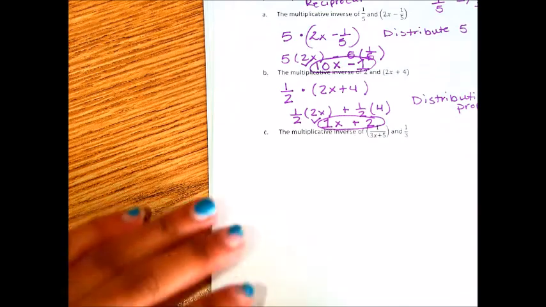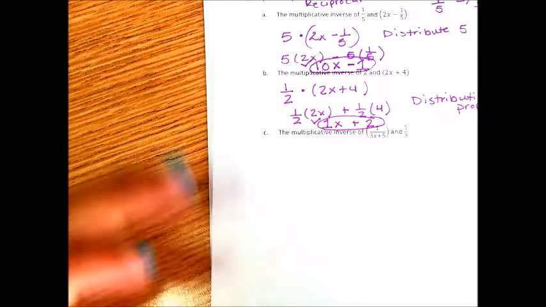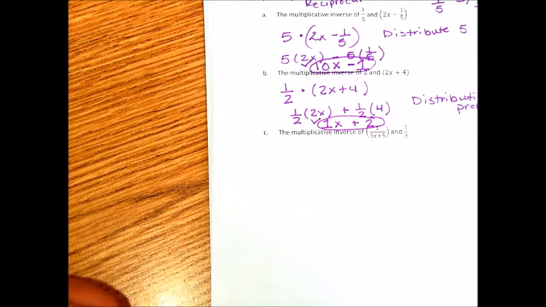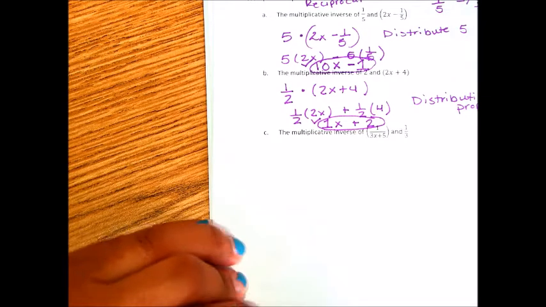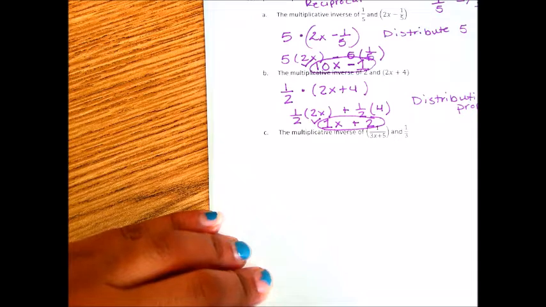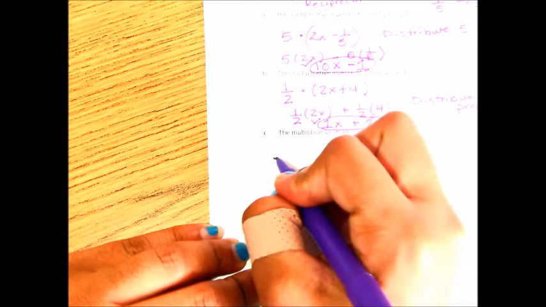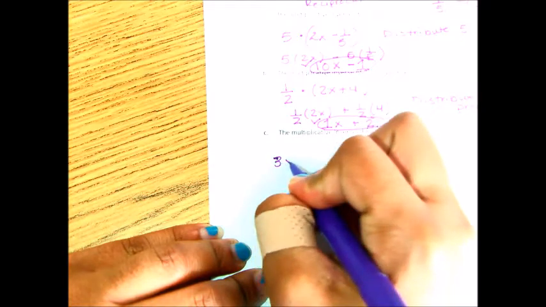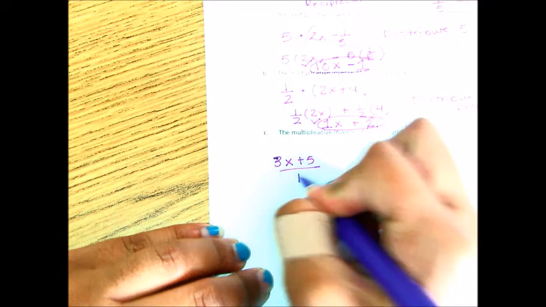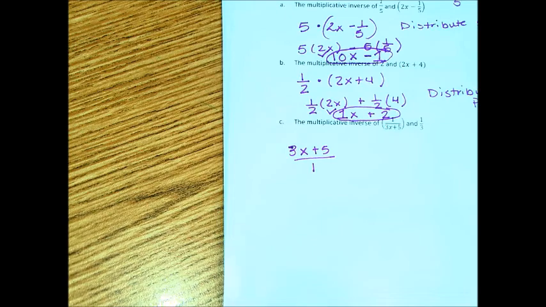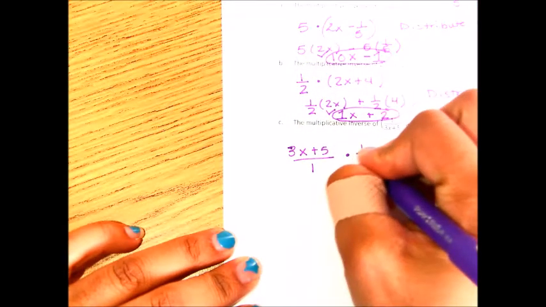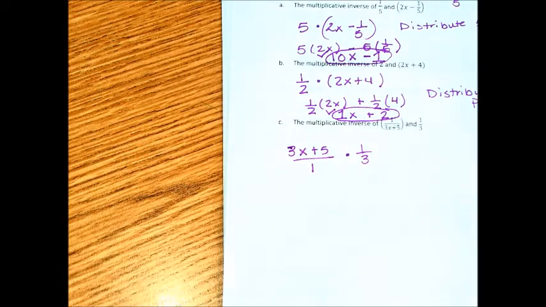Alright, let's look at exercise C. Exercise C can appear tricky because I have a kind of complicated denominator. I see 1 over 3x plus 5 and 1 over 3. What would the multiplicative inverse of 1 over 3x plus 5 look like? It's going to look like 3x plus 5 over 1. Remember, my numerator becomes my denominator, and my denominator becomes my numerator. I now want to multiply that by 1 over 3.